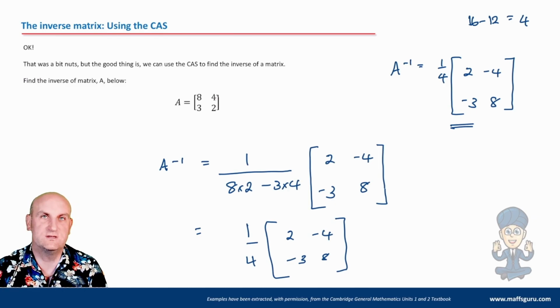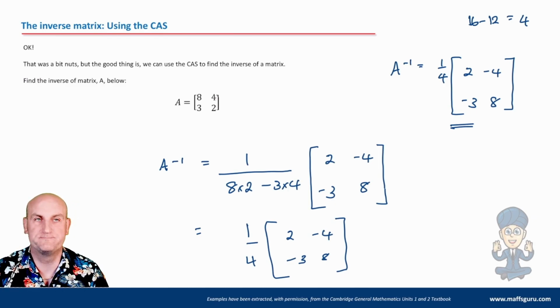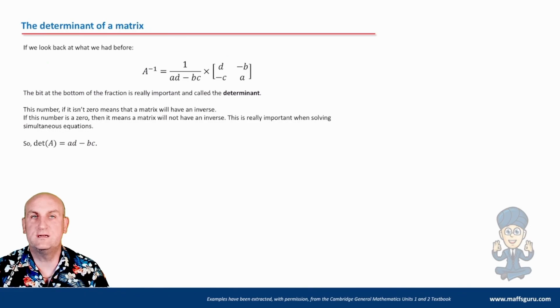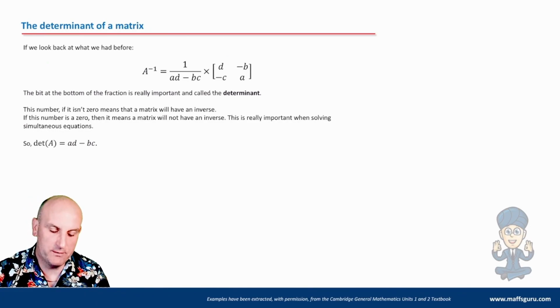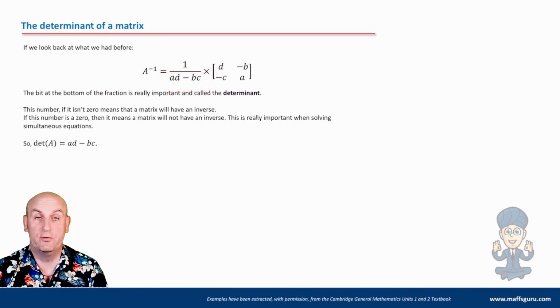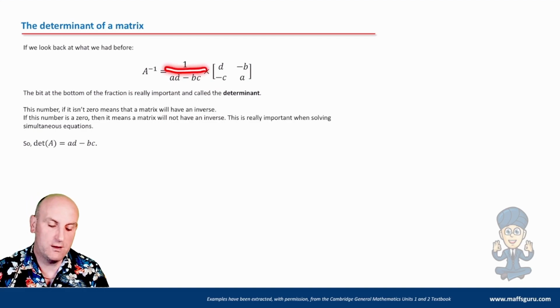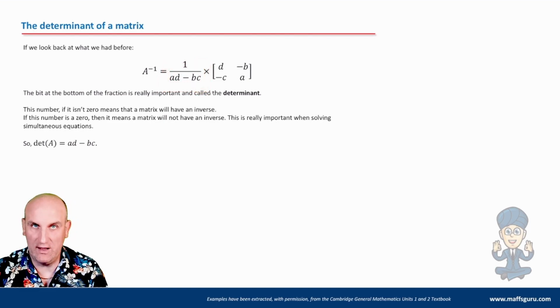It doesn't matter because we're just going to use it later on in the next step. Now the determinant of a matrix, this bottom bit here, is really, really important, all right? Because if you go back to what I said a moment ago, what number can't that be? It can't be 0. We cannot have 0 on the bottom of a fraction. So if this value is 0, we cannot have an inverse, and that becomes really important later on.